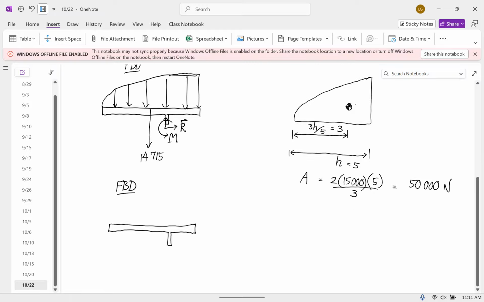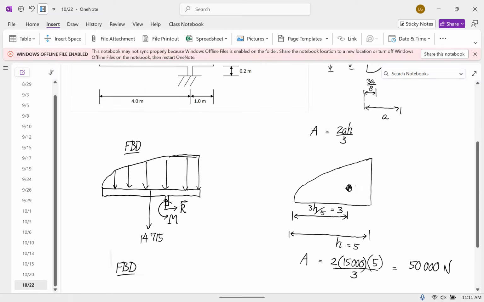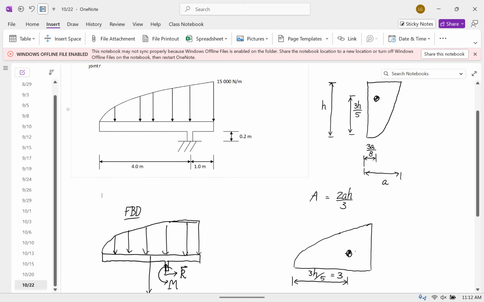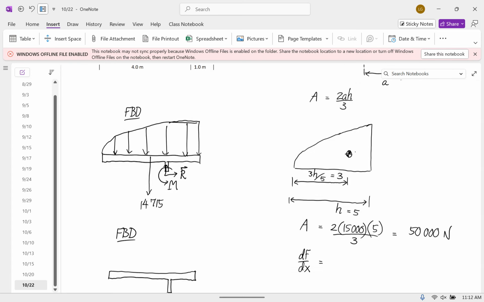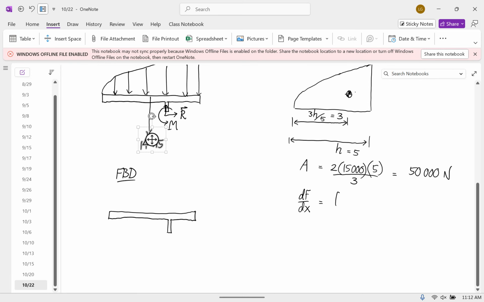I mean, you can think of it like this. df dx is equal to whatever that shape is, and so the total force is the integral of this dx. So all we're trying to do is calculate the area of that shape to give us what that total point force F is.